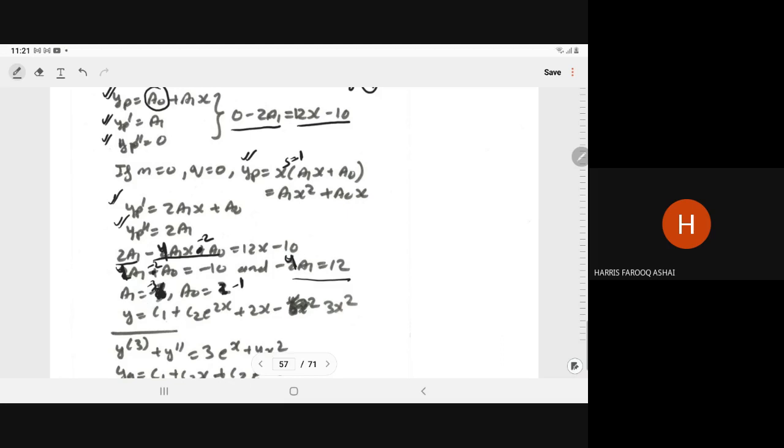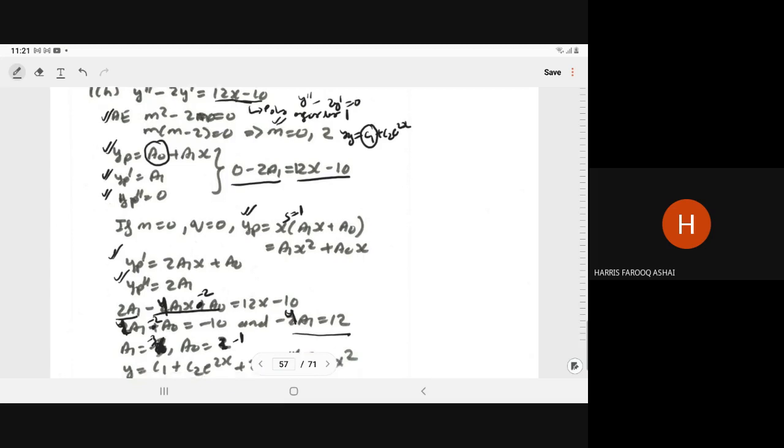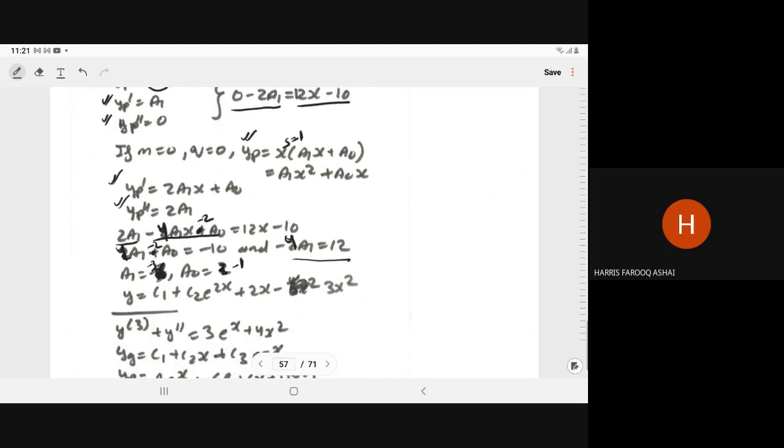Sir, it's y double dash minus y, I guess, in the question. No, no, y double dash minus 2y dash. Correct? Yes, sir. And still we have some mistake. a0 would be 7, sir. It is the 7.